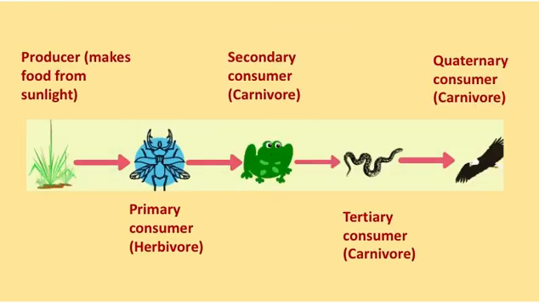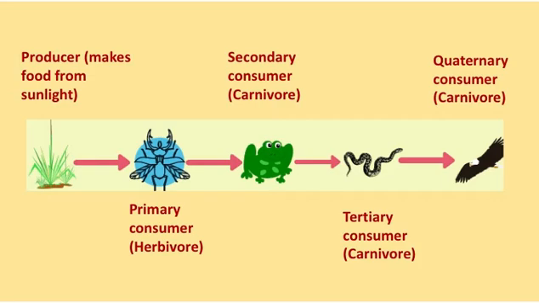Okay, so here we have some grass as our producer, makes food from sunlight. Our primary consumer this time is an insect. It's a herbivore because it eats the grass. Our secondary consumer is a frog. It's a carnivore because it eats our insect. And then a snake will eat the frog. So the snake is our tertiary consumer, also a carnivore.